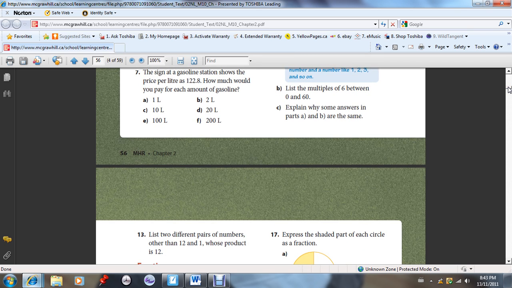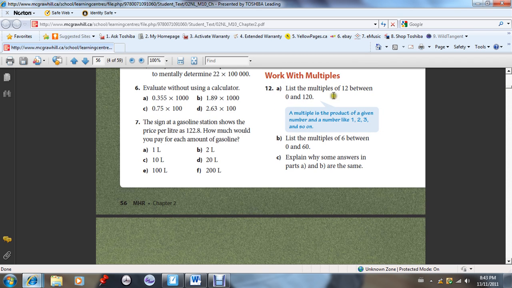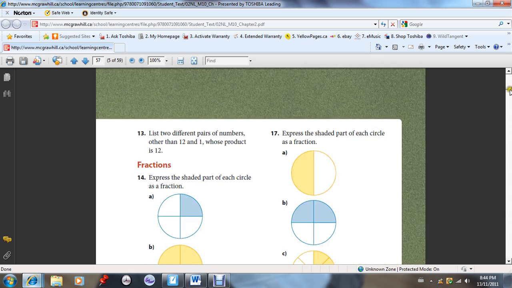Go on down here. Listing the multiples of numbers. What are the multiples of 12 between 0 and 120? Simply count by 12s. First is 12. You add another 12, then what do you get? 24. Then you add another 12, what do you get? 36. Add another 12, 48. Keep going till you get to 120. Okay? Then you go to the next page.